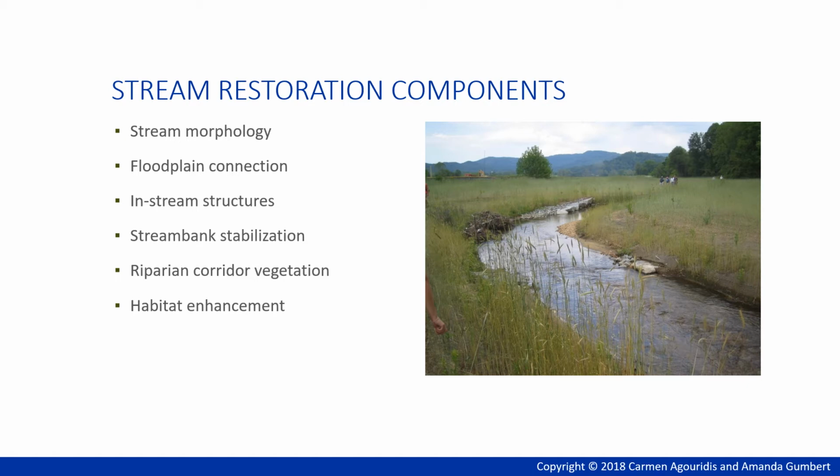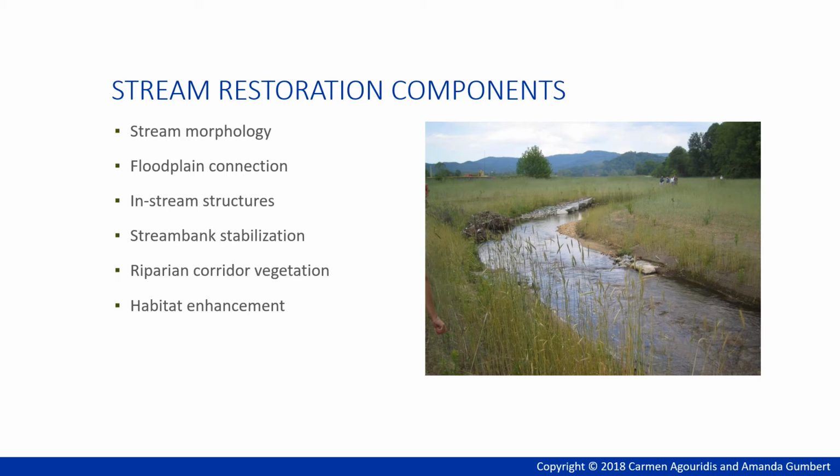While each stream restoration project has its own unique characteristics, most share the same main components. 1. Reconstruction of the stream's morphology or dimension, pattern, and profile. 2. Reconnection of the stream to its floodplain. 3. The use of in-stream structures for grade control, stream bank protection, habitat creation, and water quality improvement. 4. Stabilization of the stream banks so that excessive erosion does not occur.